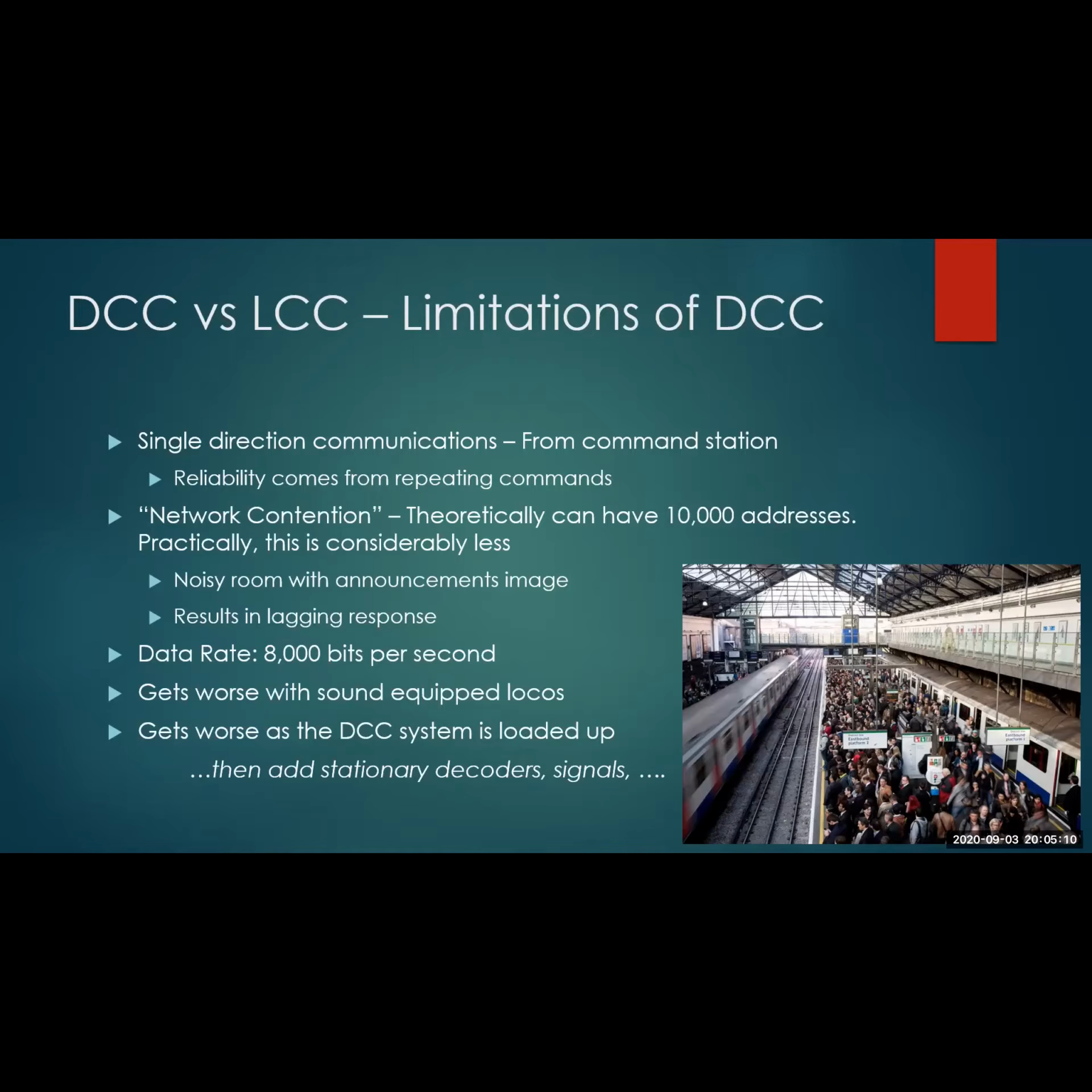For the electro nerds out there, the data rate on DCC is about 8,000 bits per second, 8 kilobits per second. And rewind the clock a bit. Remember when 56 kilobits per second dial-up was the hot thing? This is a fraction of that. That's the DCC data rate, okay?